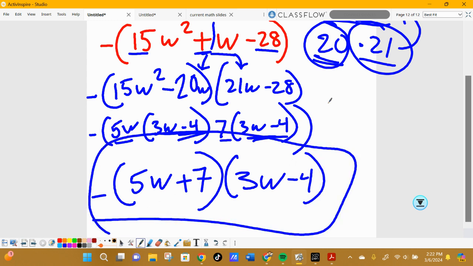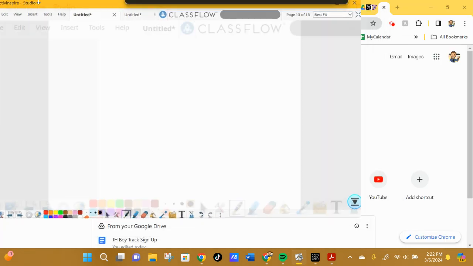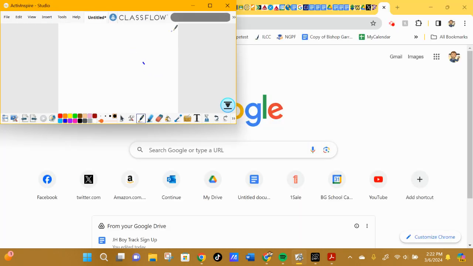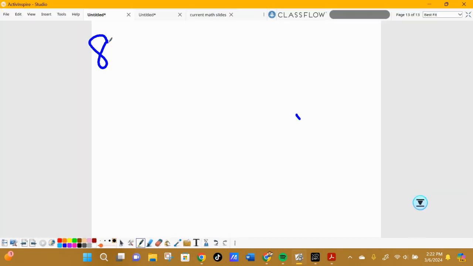All right, hopefully that's making sense. And if it's not, I apologize. Let's see one more, and I'll show you how that all works. Let's try one that's not such big numbers. 8m squared plus 30m.